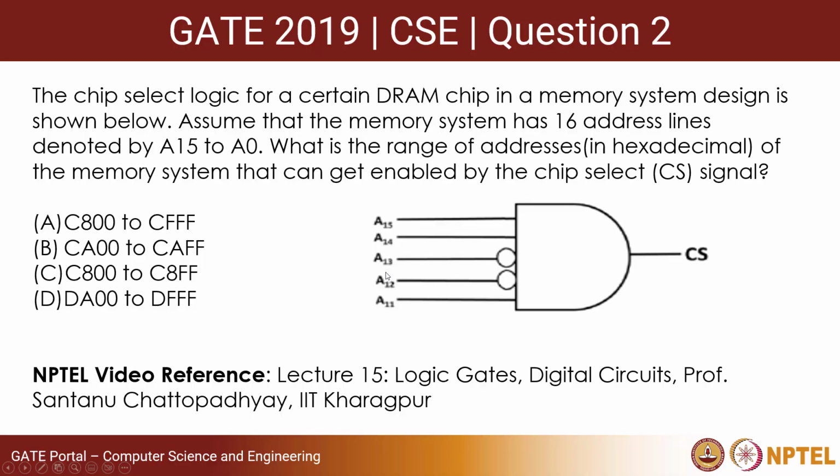Hello all, today we'll be looking at a question given in GATE 2019. The chip select logic for a certain DRAM chip in a memory system design is shown below. Assume that the memory system has 16 address lines denoted by A15 to A0. What is the range of addresses in hexadecimal of the memory system that can get enabled by the chip select signal? We are given 4 options.